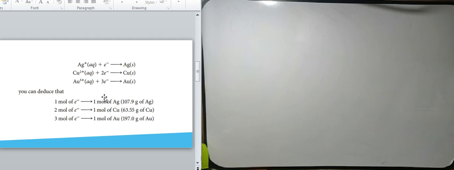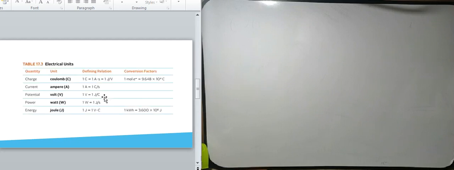We also need to become familiar with certain electrical units. The first is the quantity of electrical charge. The common unit is the coulomb, C. The coulomb is related to the charge carried by a mole of electrons through the Faraday constant. So 1 mole of electrons is equal to 96,485 coulombs.